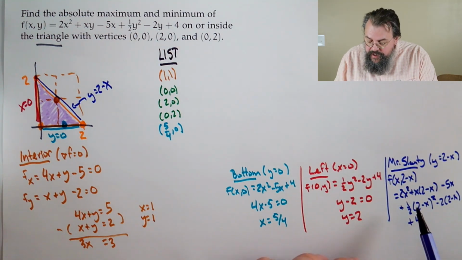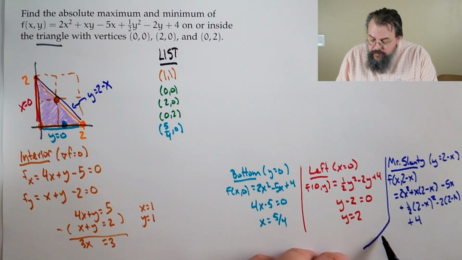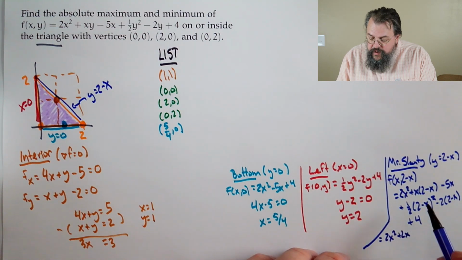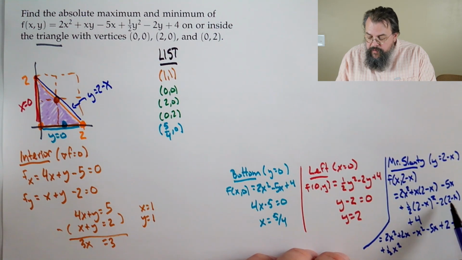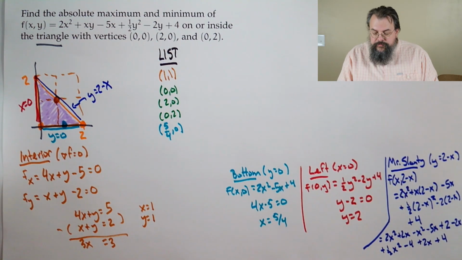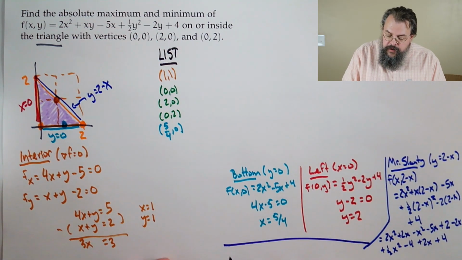What would that become? This would be 2x squared plus 2x minus x squared minus 5x. And here, if you squared, we'd have 4 times 1/2, that's 2. Then you'd have a minus 4x times 1/2, that's minus 2x. Then you'd have x squared times 1/2, that's 1/2 x squared. Then minus 4 plus 2x plus 4. Okay, wow, we are, okay, equals.